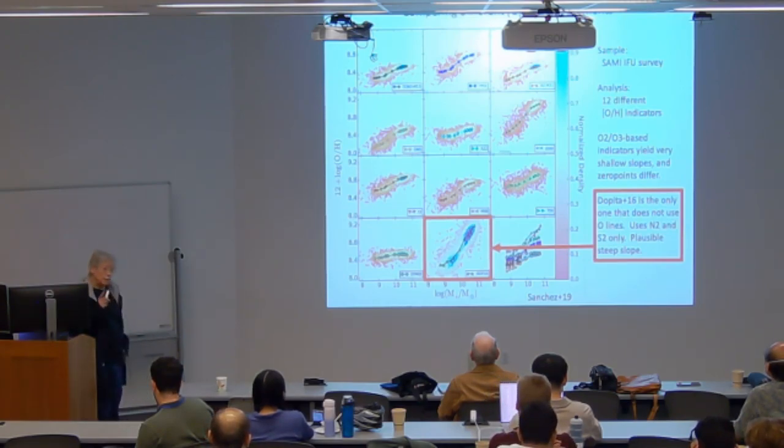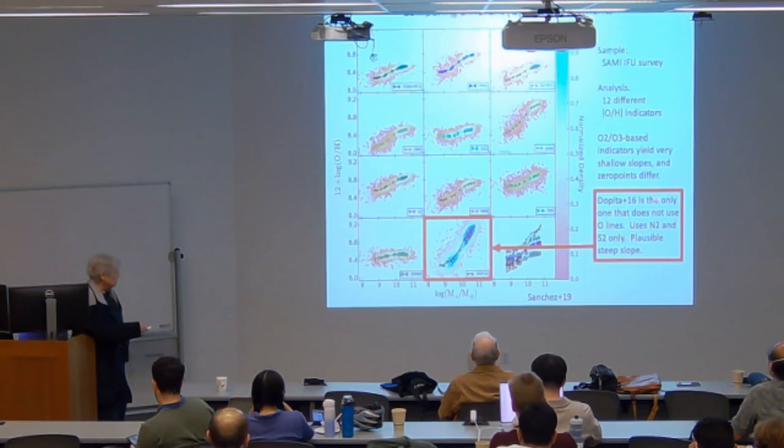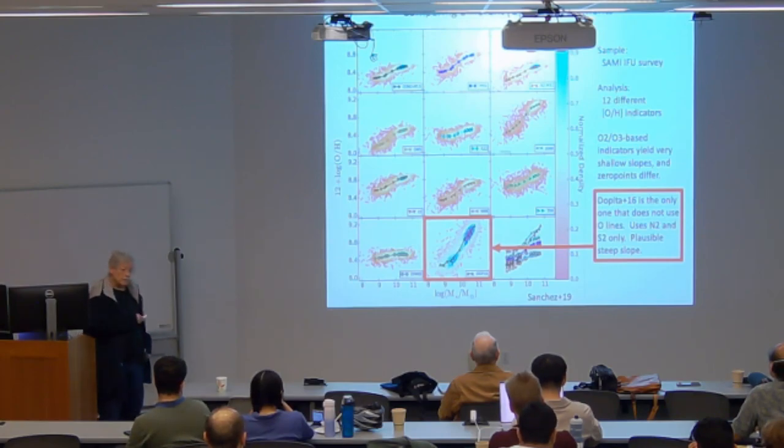You'll note that there is one panel here which looks different from all the others, and that's the panel that uses nitrogen and sulfur. And specifically, it uses a method combining those two lines that was developed by Mike Dopita, Lisa Cooley, and collaborators back in 2016. So I'm going to call that the Dopita method and talk more about that.